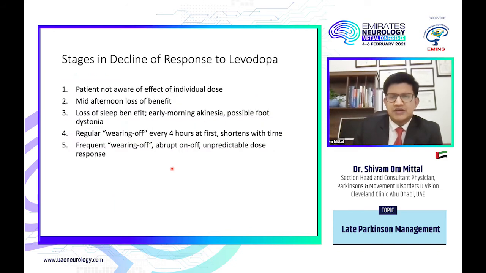This is a good way to judge how the levodopa is working for the patient. And we classify it into stages, in 5 stages. Stage 1 is the patient is not aware of any effect of the individual dose. So they are doing very well throughout the day. They don't feel any on and off. And the second stage is they feel in the afternoon they're losing effect, mostly because of lack of absorption, because a heavy protein meal can interfere with the absorption of the medication.